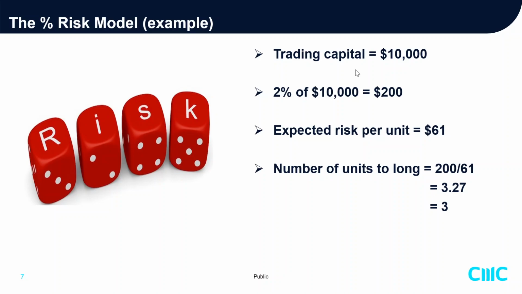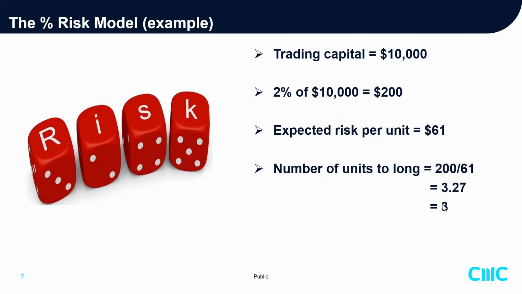Okay, so I do it step by step. Trading capital at the start is 10,000. The maximum loss that I could afford, I'll set at 2%. So this is the fixed percent risk model. 2% of 10K gives me 200. That's my maximum loss that I already set. The expected risk per unit, assuming that one unit equals $1 on the SPX, is $61. So the number of units to go long will be the maximum loss that I could afford to lose divided by 61. This gives me 3.27, round down to 3.